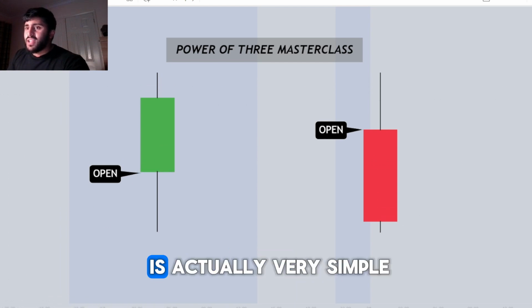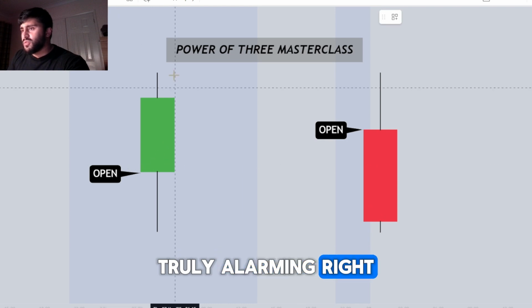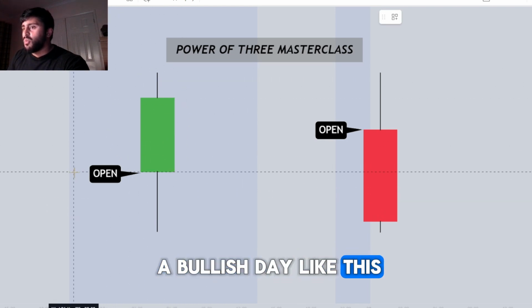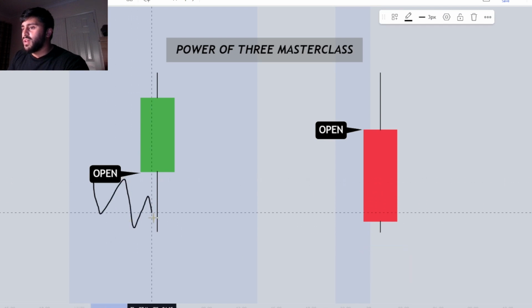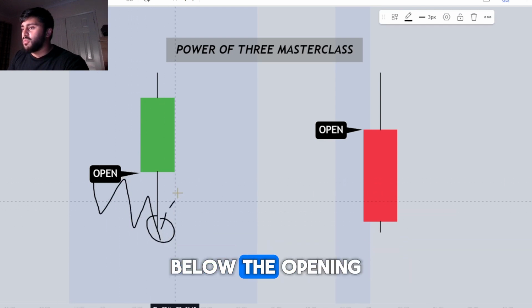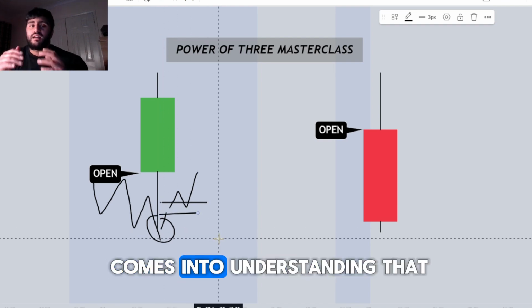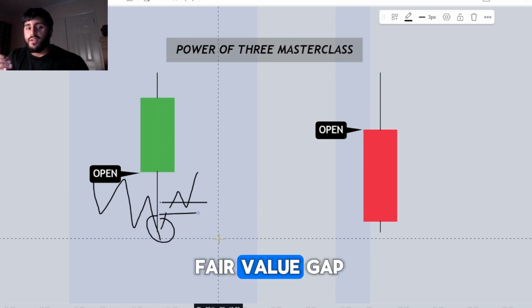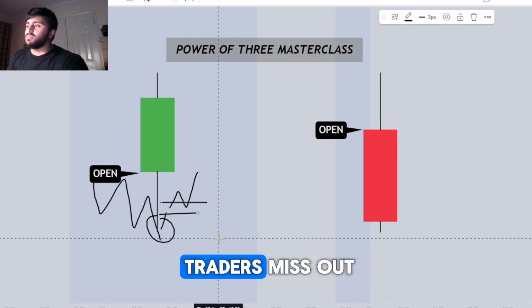The Power of Three is actually very simple, but the number of traders who mess this up is truly alarming, right? So if we have a bullish day like this, we're simply looking for an open, and we want to see price come below the open, and we're looking for the low of the day below the opening, and then we're looking to trade from this. Now, the real secret comes into understanding that you're looking for a fair value gap to trade higher from. That is the main secret that all the traders miss out, right?